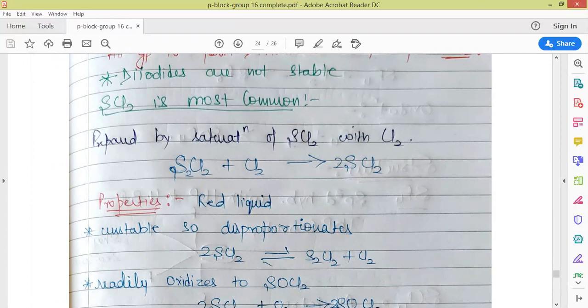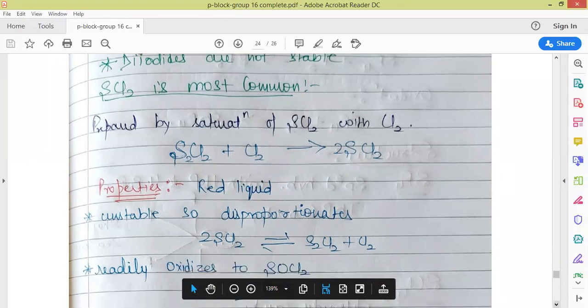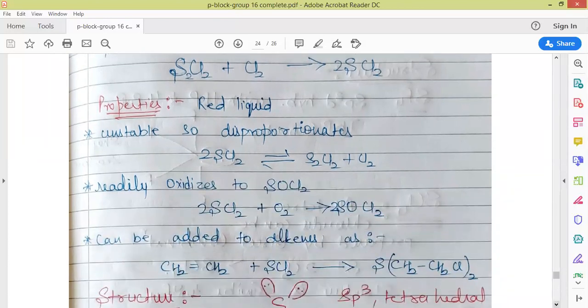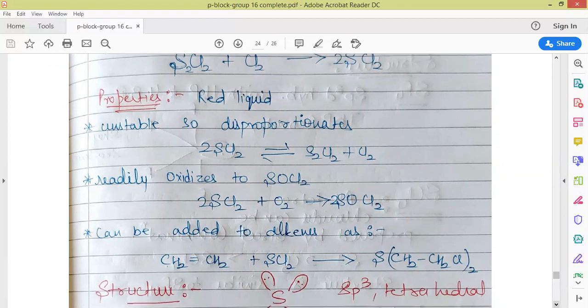It is prepared by the saturation of S2Cl2. This is wrong here, written here, it should be S2Cl2, monochloride of sulfur. When it is saturated with chlorine gas, we get the dihalide of sulfur. Coming to the properties, it is a red liquid. It is unstable, so it disproportionates back to chlorine gas and S2Cl2, that is the monohalide of sulfur.